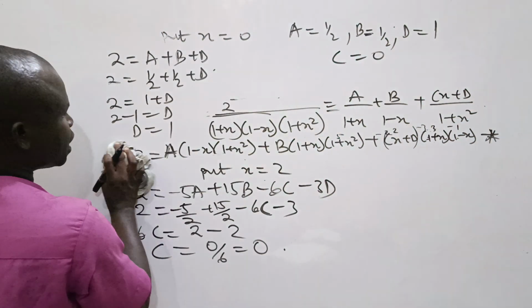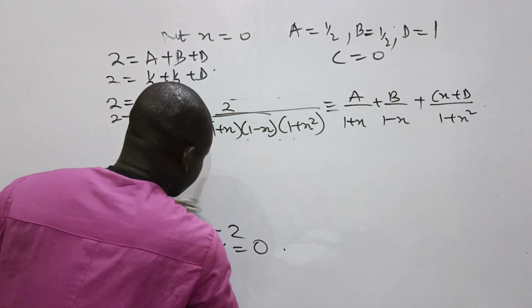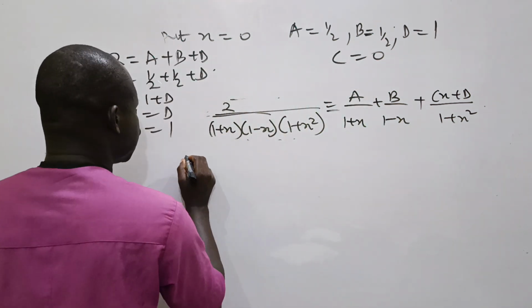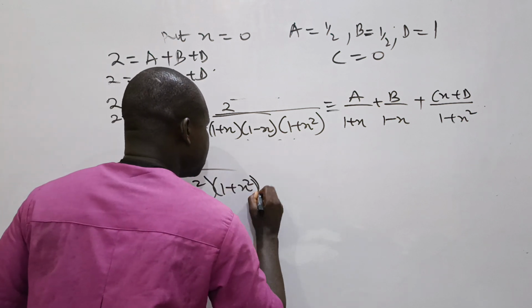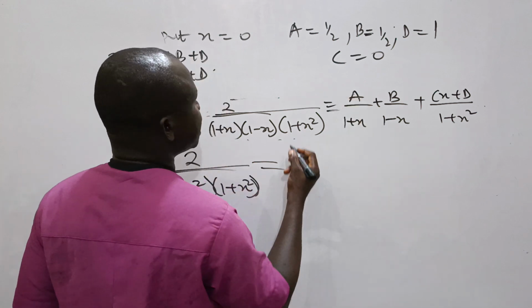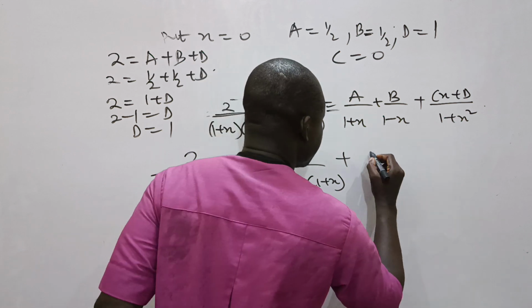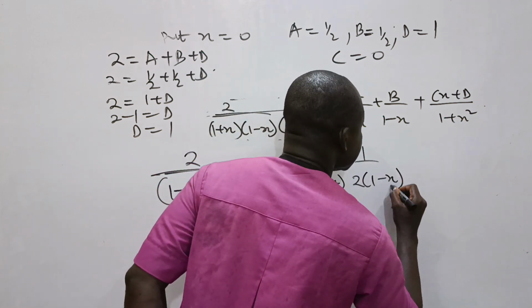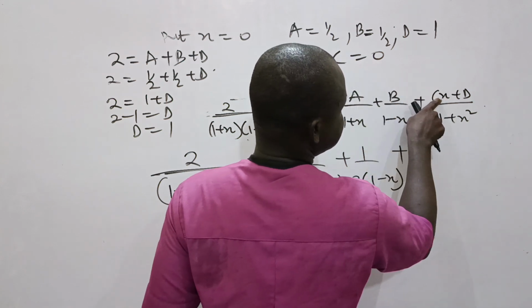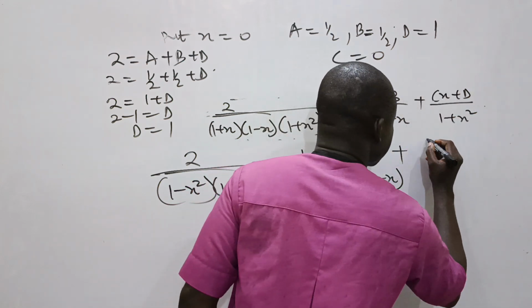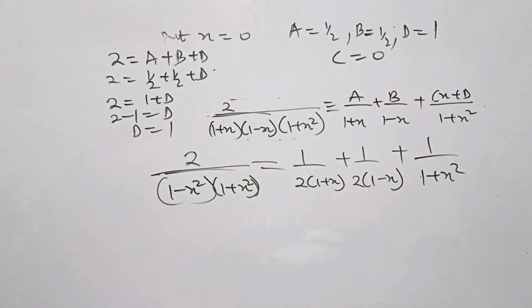Finally, since we have got the value of c, I can clean all this and rewrite the values of all the unknowns. The partial fraction of this equation, 2 over (1 minus s squared) times (1 plus s squared), will be given as a, that's half, 1 over (1 plus s), then plus b, also half, 1 over (1 minus s), then plus c, which is 0. 0 times this will vanish. We'll be left with d, which is 1, so 1 over (1 plus s squared). So that will be the final answer, the sum of its partial fractions.